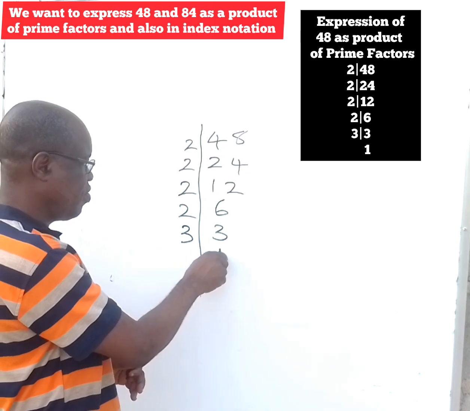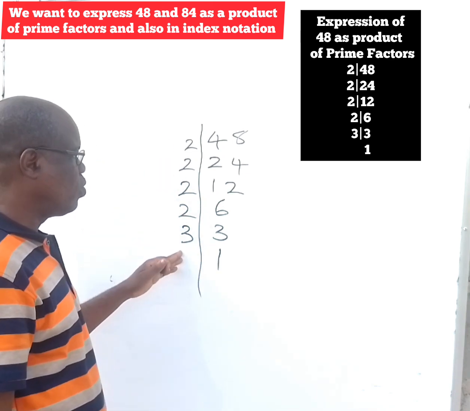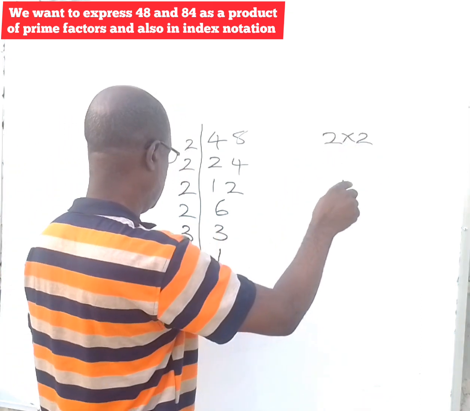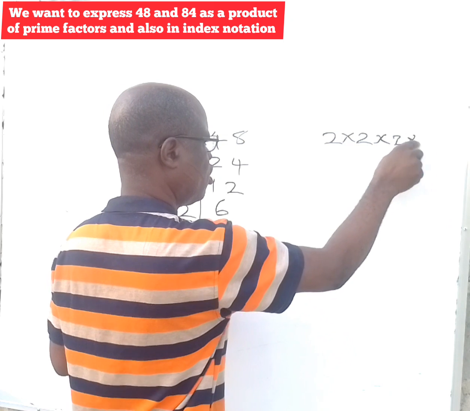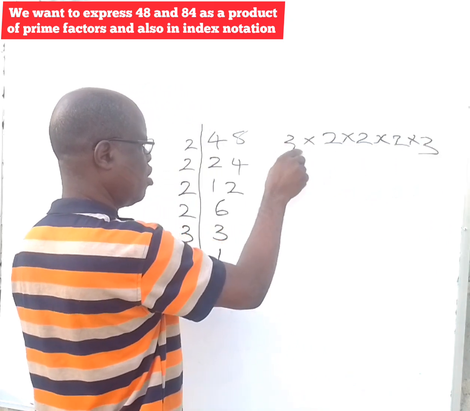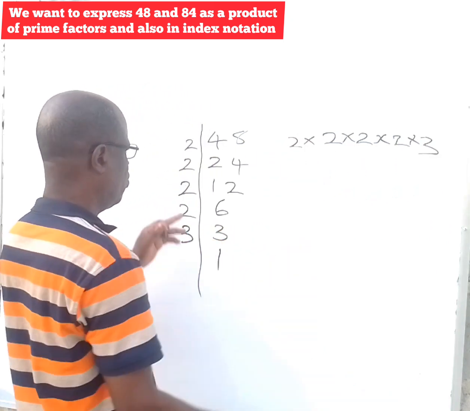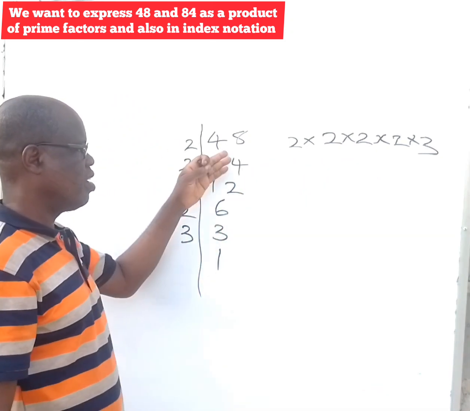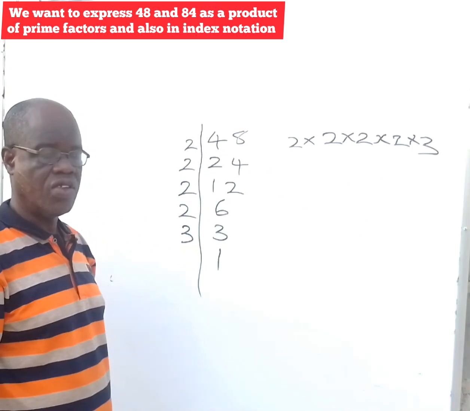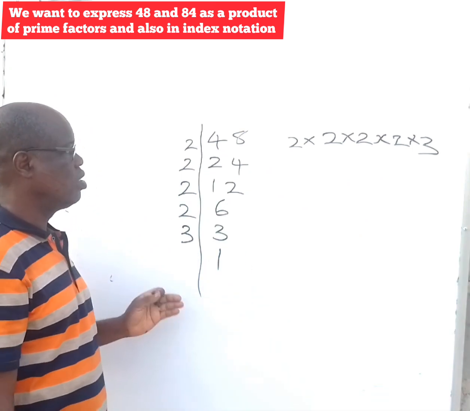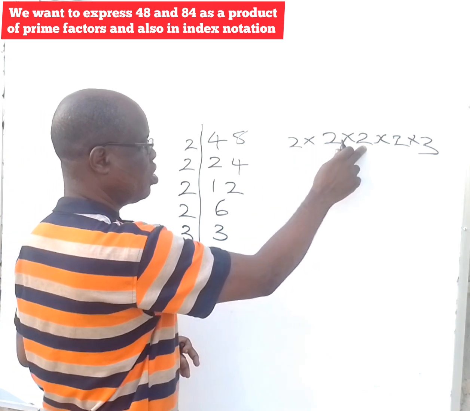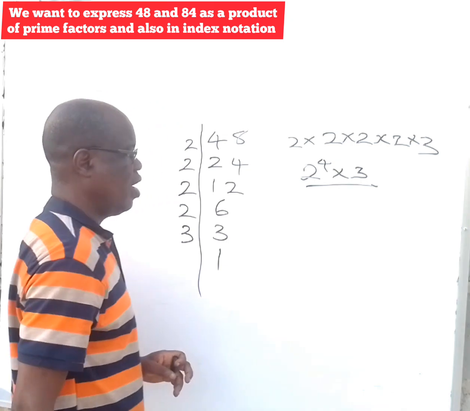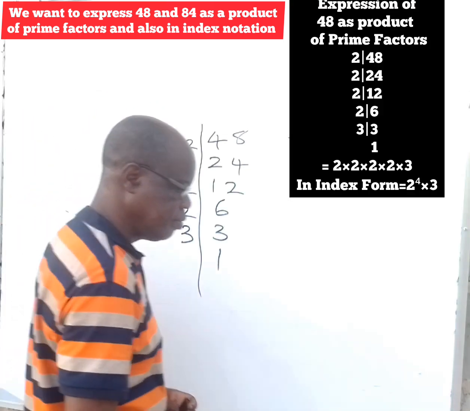3 is 1. So if you want to express this as a product of prime factors, you now see it's 2 times 2 times 2 times 2 times 3. 1, 2, 3, 4. Okay. So you have expressed this number as a product of prime factors. If you want to write it in index notation, what we do is just count 1, 2, 3, 4. You have 2 raised to the power 4 times 3. And that's all. Now let's look at another one.